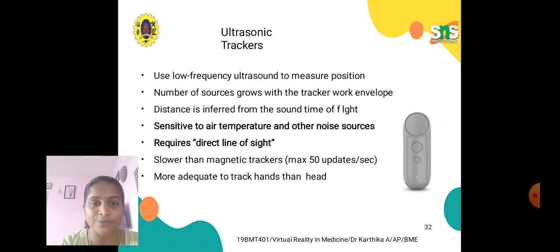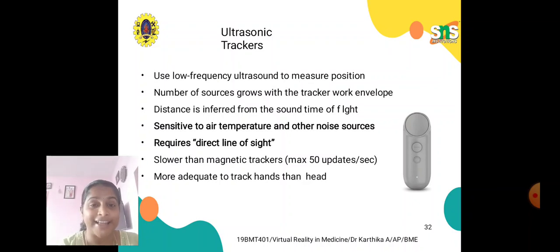The main aim of a tracker is what? The main aim of a tracker is to measure the position and orientation of that particular object. Here the number of sources grows with the tracker work envelope, and the distance is inferred from the sound time of flight. It is sensitive to air temperature and other noise sources, and it requires direct line of sight (LOS). And ultrasonic trackers are slower than magnetic trackers, with a maximum of 50 updates per second, and are more adequate to track hands than head.